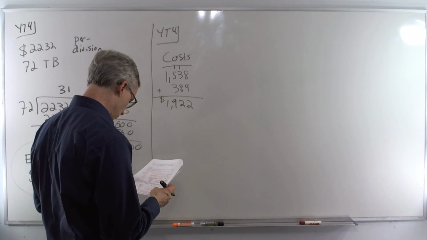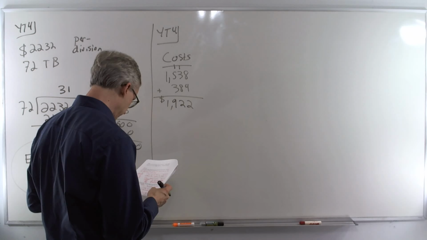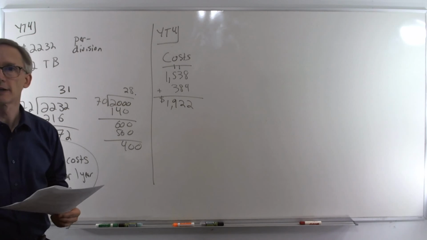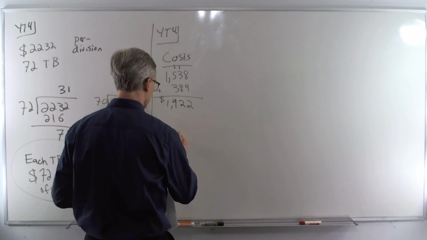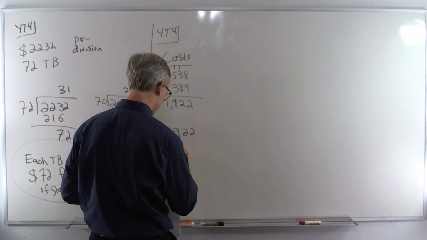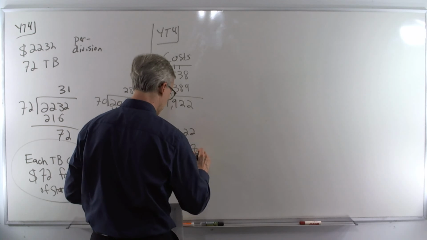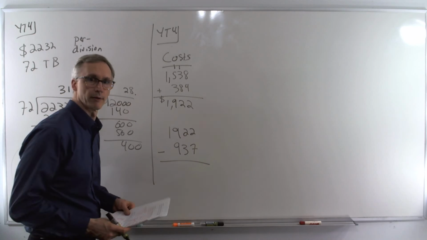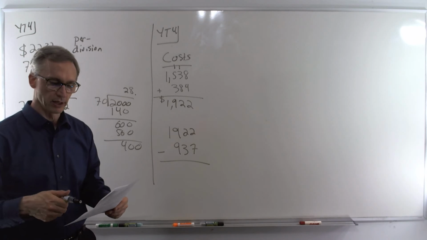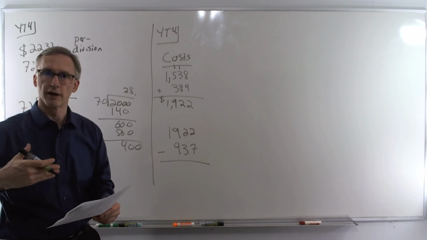And we have a $937 tax credit. So we can deduct that from the cost. So we're going to take $1,922 and subtract $937. Probably the biggest mistake I've seen on a problem like this is someone just adding all three things together, not realizing that two of them are costs and one of them is income.